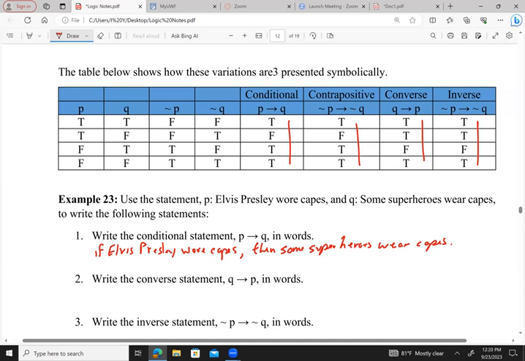If the first statement is P, then Q. Now we want to write the converse statement, which is if Q, then P. If some superheroes wear capes, then Elvis Presley wore capes.